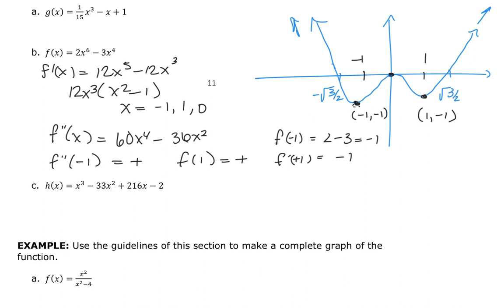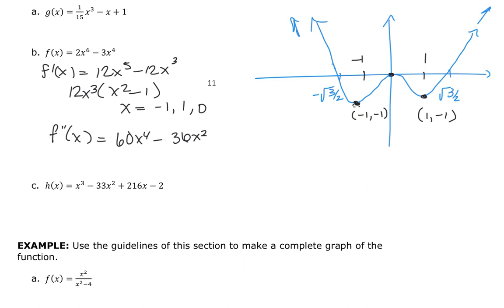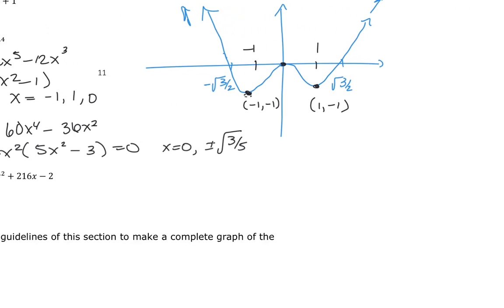So I now have those parts, right? So this stuff is calculus. Before, that was all pre-calculus. Now, I'm also going to set my second derivative equal to 0 and find my points of inflection. So I'm going to factor out a 12x squared, leaving me 5x squared minus 3 is equal to 0. So x is equal to 0 and plus and minus the square root of 3/5. So these are going to be my points of inflection. So I'm going to have a point of inflection right here and a point of inflection right there.